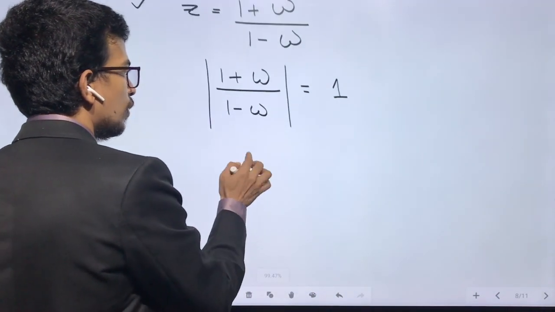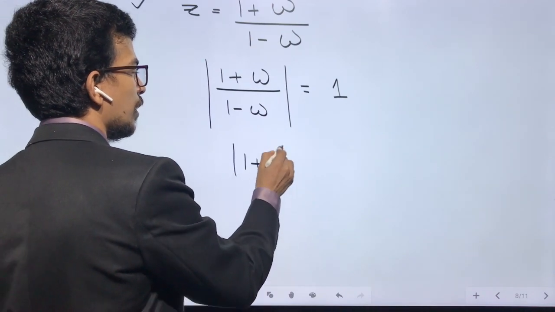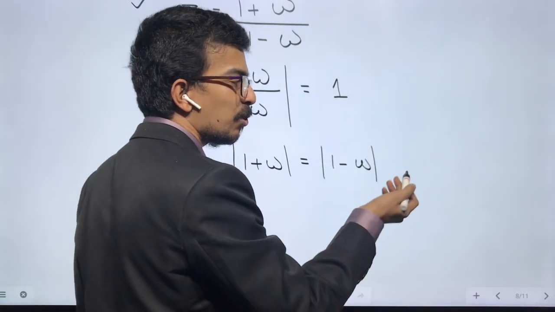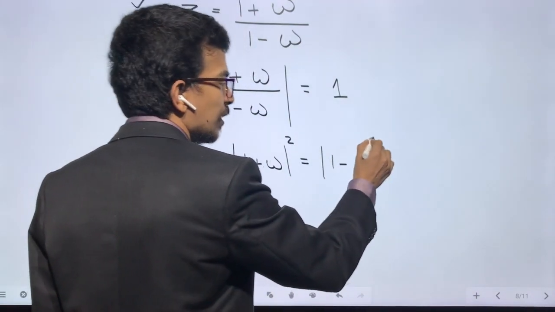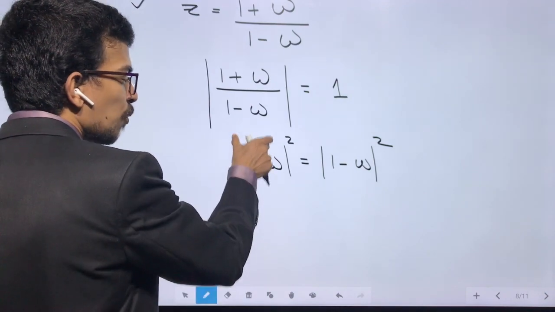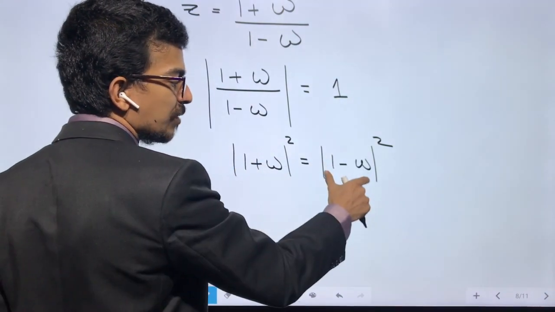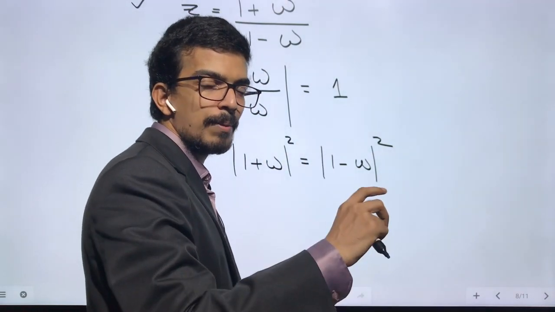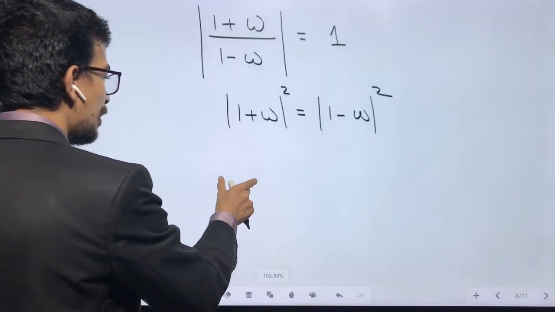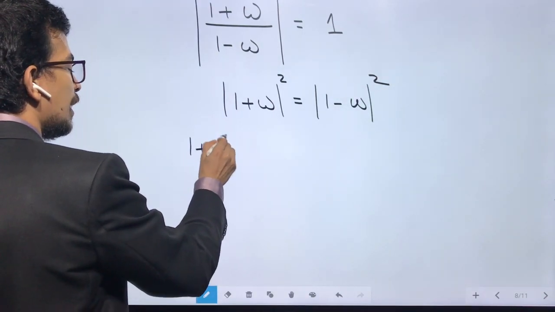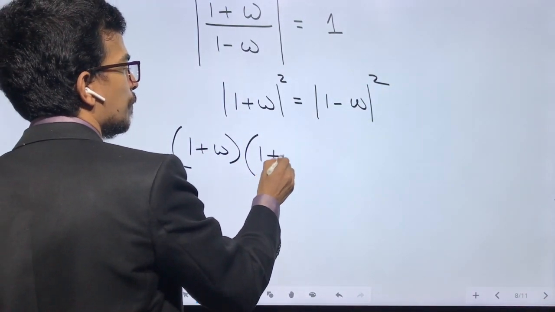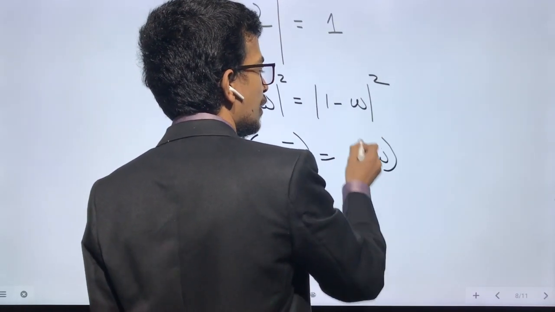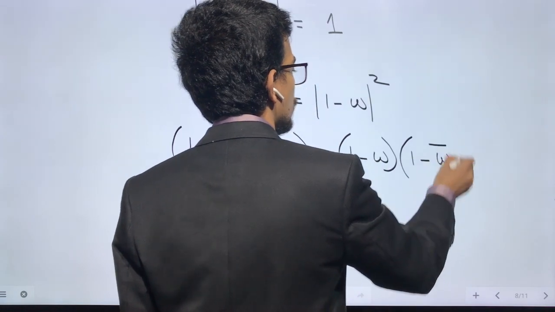Now this means modulus of 1 plus omega is equal to modulus of 1 minus omega. I don't like modulus. To get rid of modulus, you have to take the square. Now this is modulus square of a complex number. What is modulus square of a complex number? It's nothing but the complex number into its conjugate. So this is going to be (1 plus omega) into its conjugate, (1 plus omega conjugate), equal to (1 minus omega) into its conjugate, (1 minus omega conjugate).